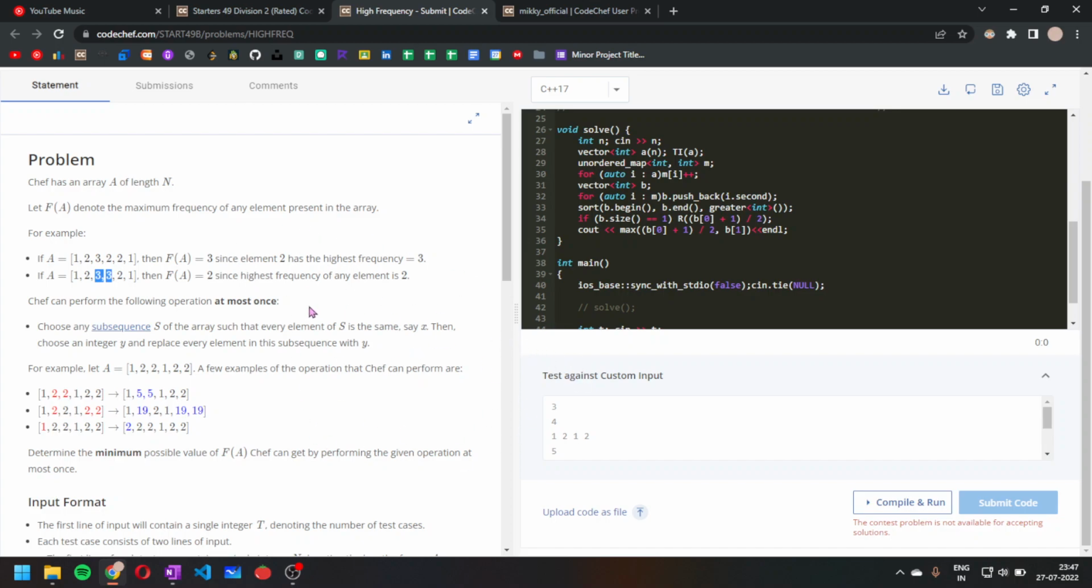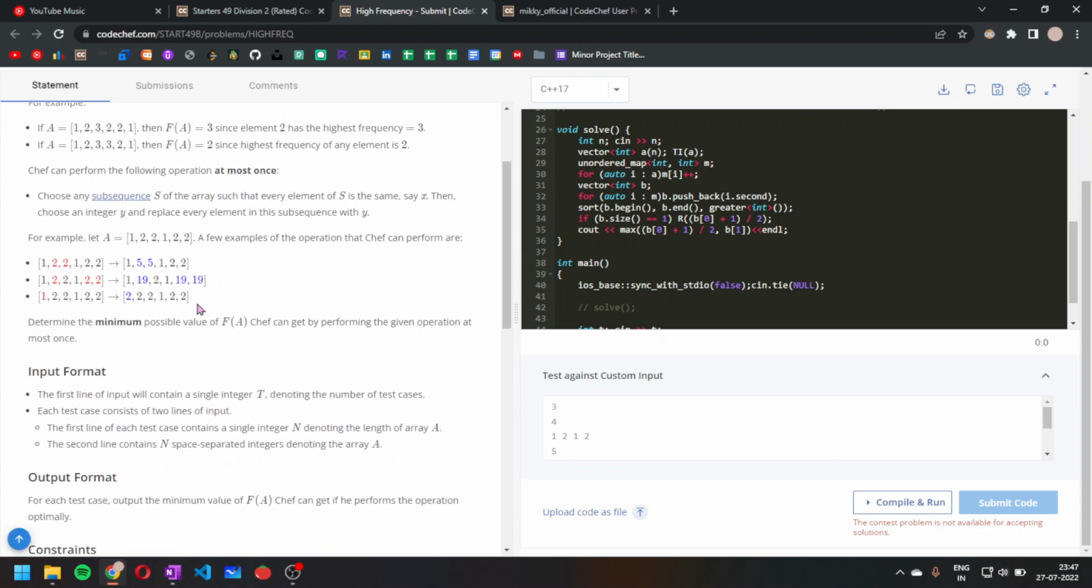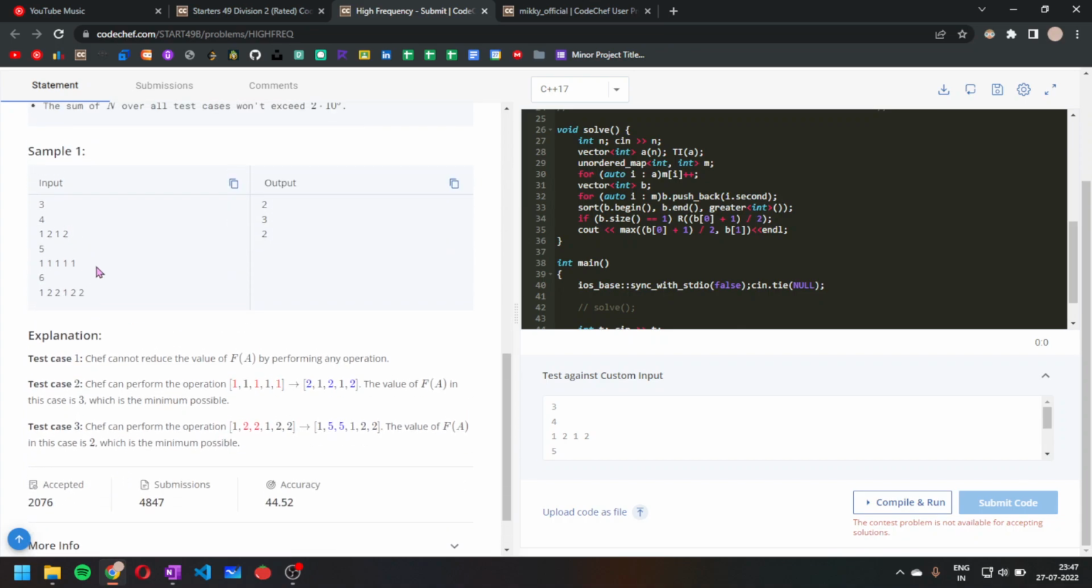So now what we can do is, they have given us some examples, so let's first look at them. Let's look at this example. In this example, what they have done is they have taken a subsequence of alternate elements and changed them to twos. Similarly, we could have taken directly these three elements and changed them to twos. That will leave us with our answer of three.